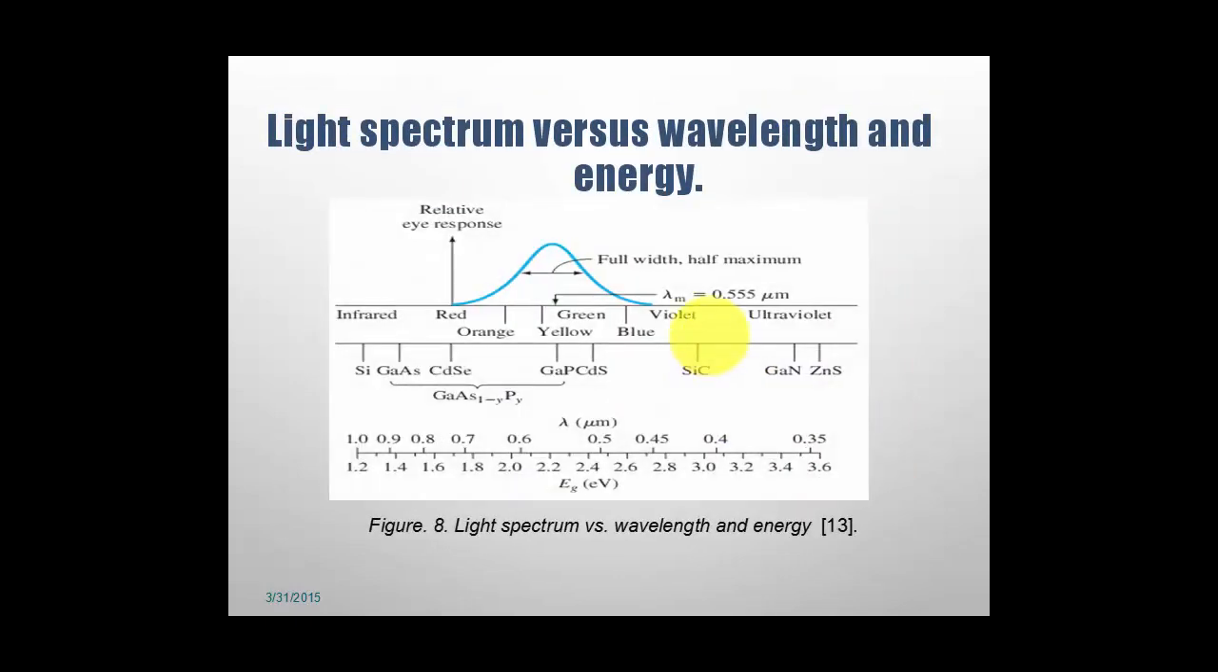Light spectrum versus wavelength and the energy. This is the light spectrum. You can see the infrared, red, orange, green, all of the lights which are visible, and the materials are also shown over here: silicon, gallium arsenide, silicon carbide, and other materials. Correspondingly, this one is the wavelength corresponding to every material, as well as the energy gap in electron volts, and the wavelength is mentioned in micrometers.